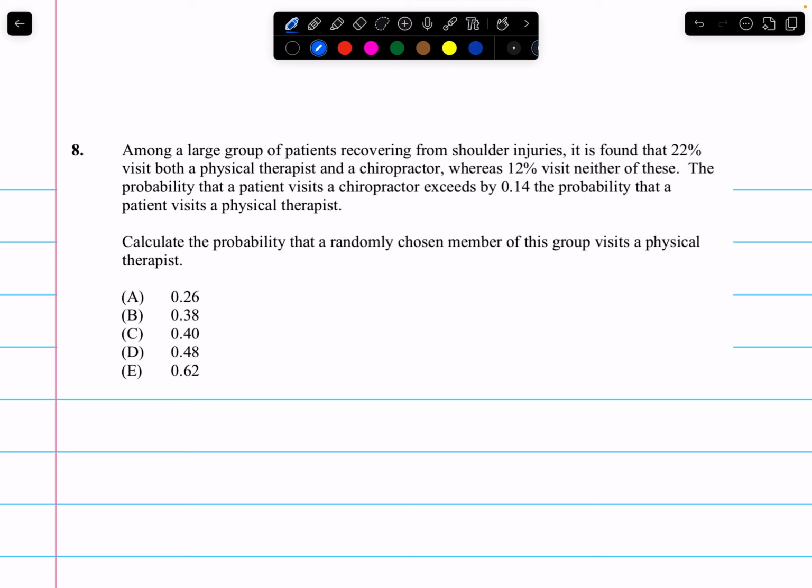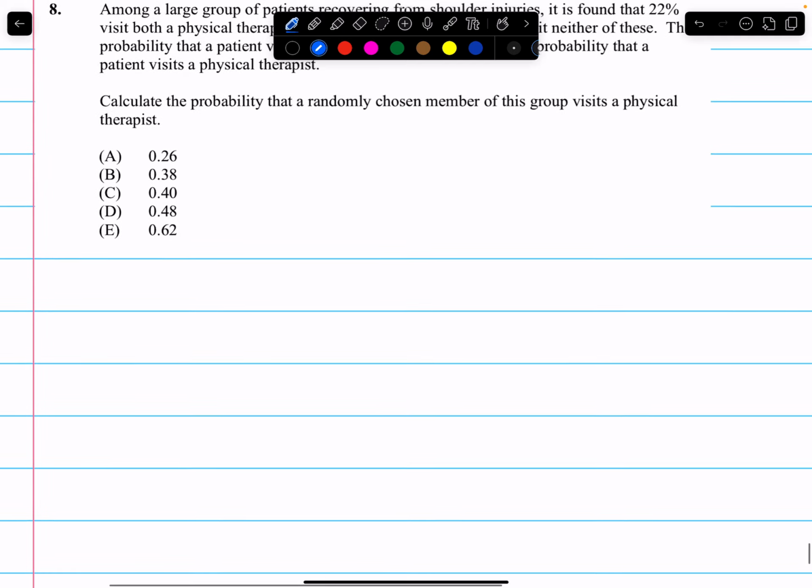Among a large group of patients recovering from shoulder injuries, it is found that 22% visit both a physical therapist and a chiropractor, whereas 12% visit neither. The probability that a patient visits a chiropractor exceeds by 0.14 the probability that a patient visits a physical therapist. Calculate the probability that a randomly chosen member visits a physical therapist.